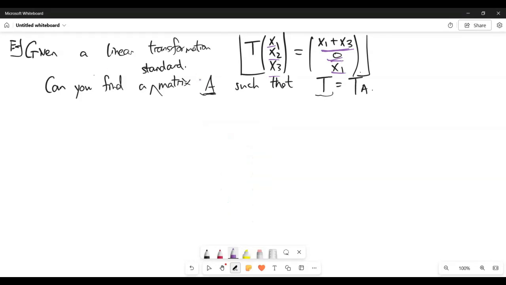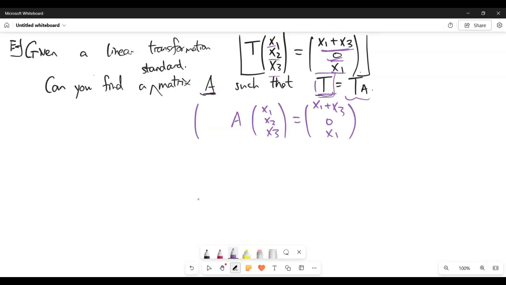And let's get back to our central question: are you able to find a matrix A such that this transform is equal to the transform defined by the matrix A? So what I mean is, are you able to find a matrix A such that when you do a matrix product like this, you'll get to the codomain in this form?